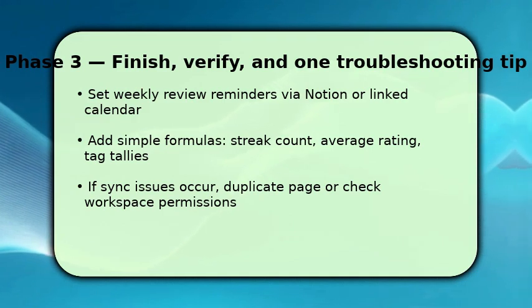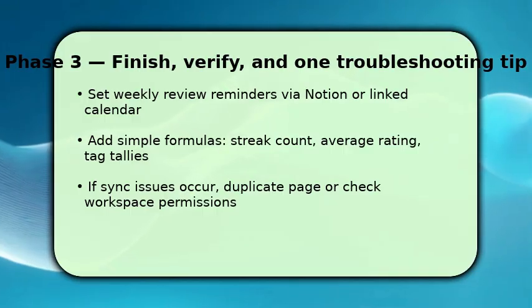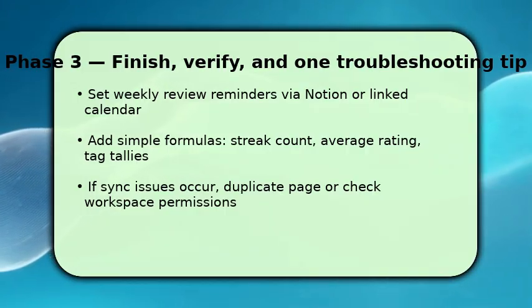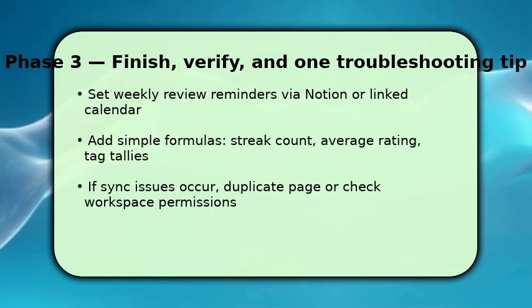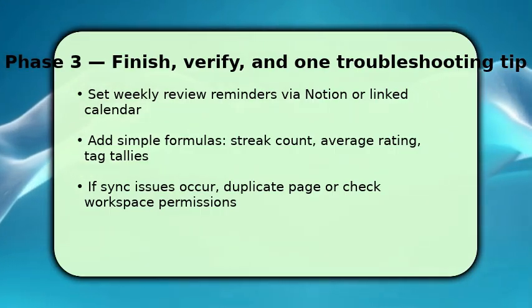Create simple formulas, average rating and streak count, to surface trends, and use saved filters to view only moods or tags you care about. If entries stop syncing or templates fail, duplicate the journal page, check workspace permissions, and reconnect integrations. This final sweep secures reliability.